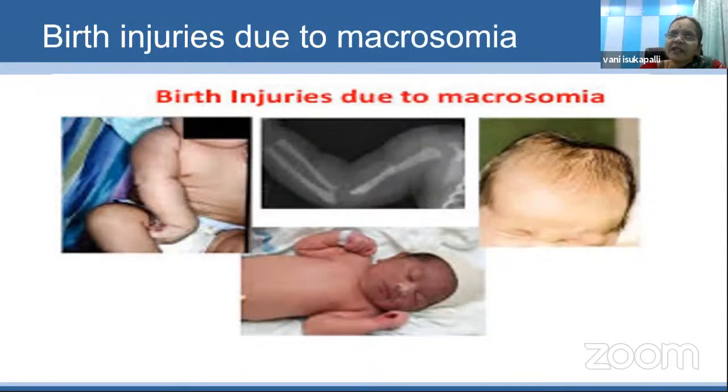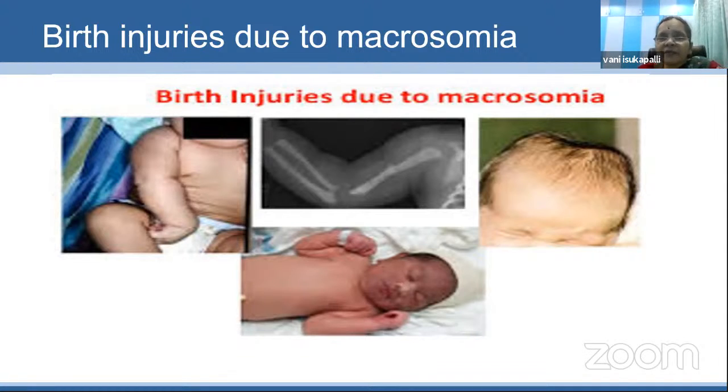Then a C-section will be there at the time of delivery. Why? Because birth injuries are quite frequent in these cases. So here in these pictures you can see a brachial plexus injury with a policeman's tip hand.